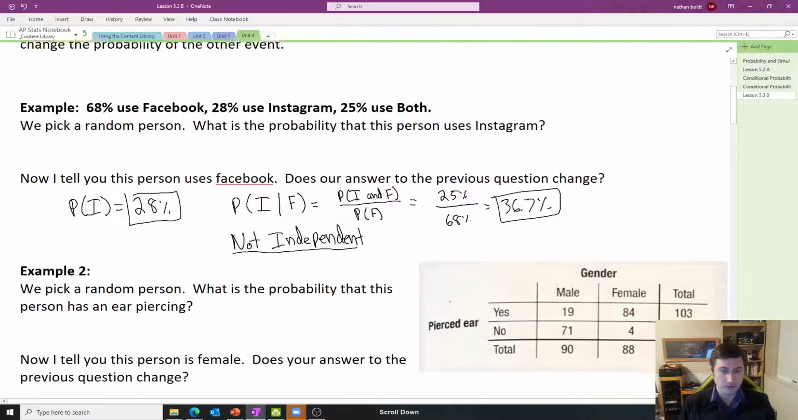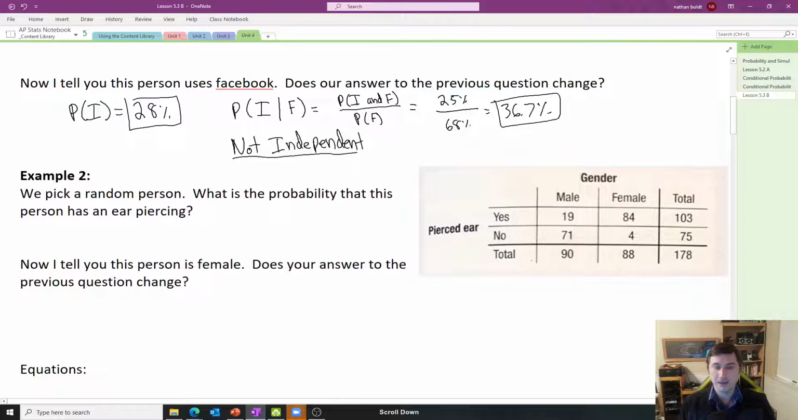All right, let's do one more of those here. So now the pierced ear and gender example. So we have people, male and female, that either have pierced ears or don't. So we pick a random person. What is the probability that this person has an ear piercing?